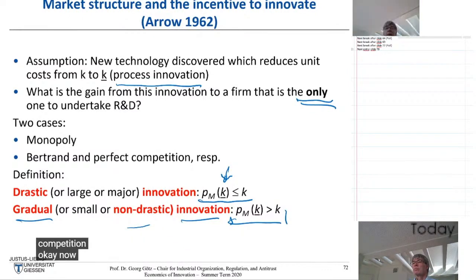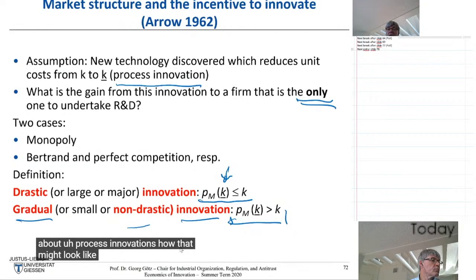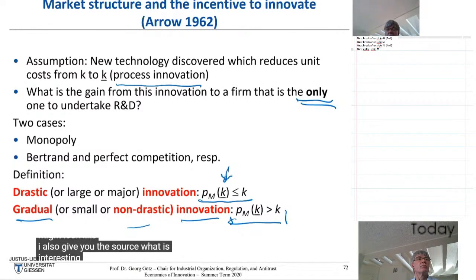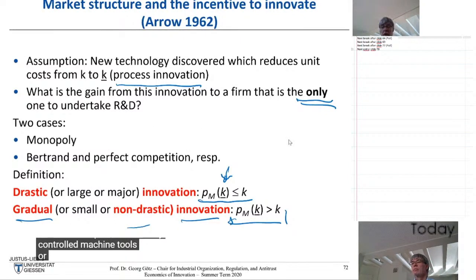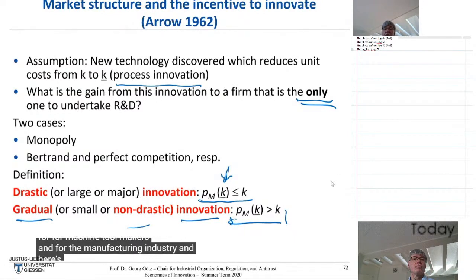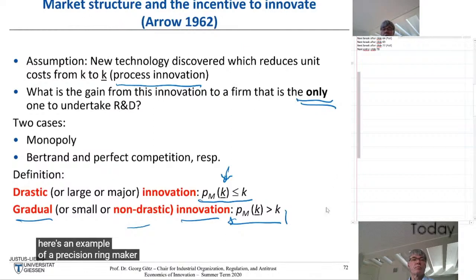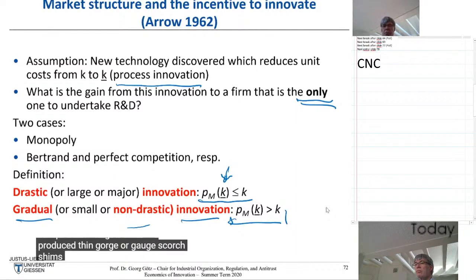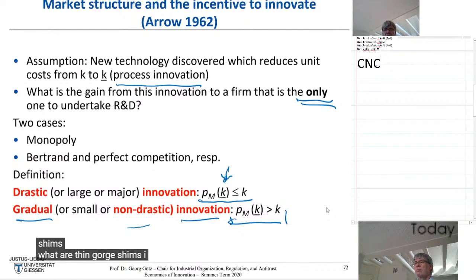Now, in the notes I gave you some examples of process innovations and how that might look, and I also give you the source. What is interesting is that CNC, computer numerically controlled machine tools, have been a rather interesting innovation for machine tool makers and for the manufacturing industry. And here's an example of a precision ring maker who produced thin gauge shims. What are thin gauge shims? I had to look that up.